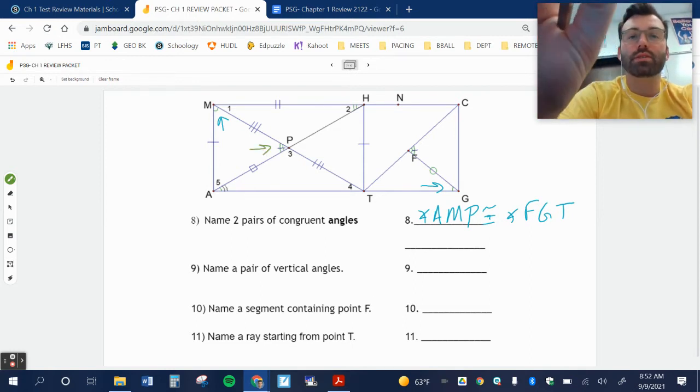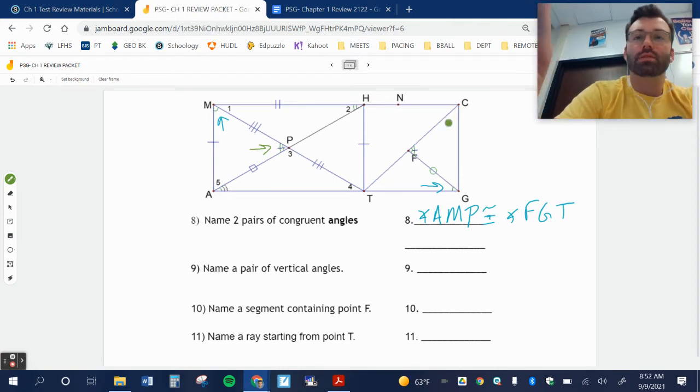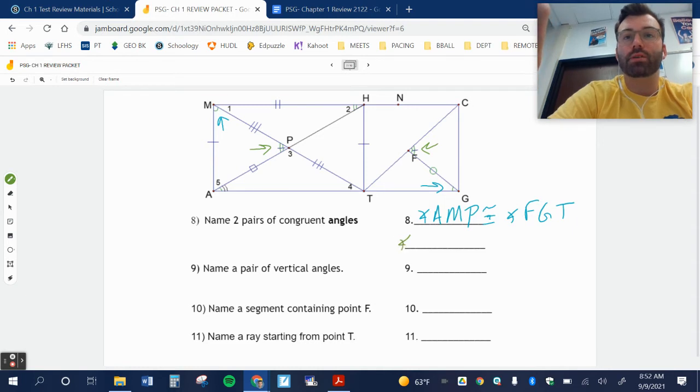Now let's look here. I got 2 and a slash. This has 3. This has 2. This one has 2 and a slash through it as well. So those two are going to be the same. They're going to be congruent. MPA is congruent to angle CFG.